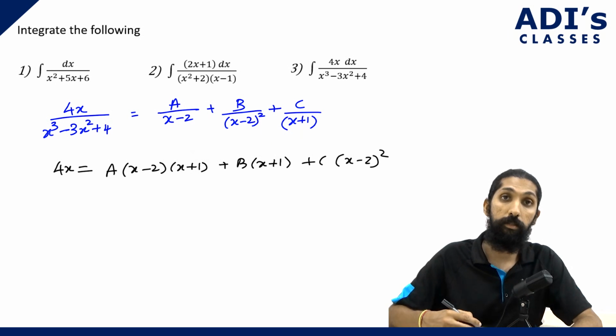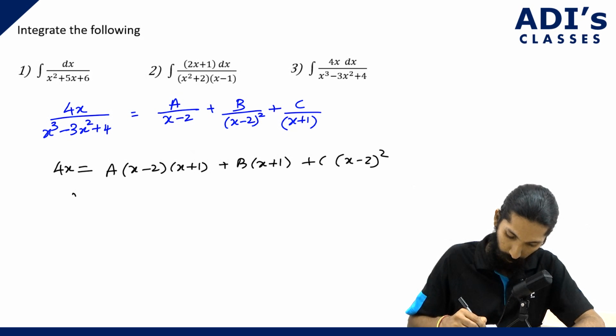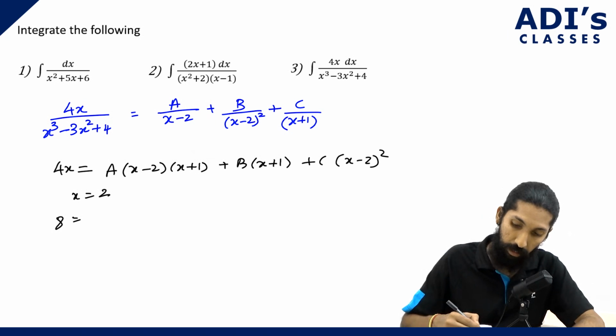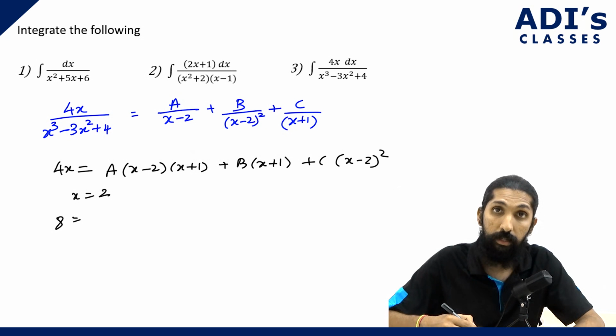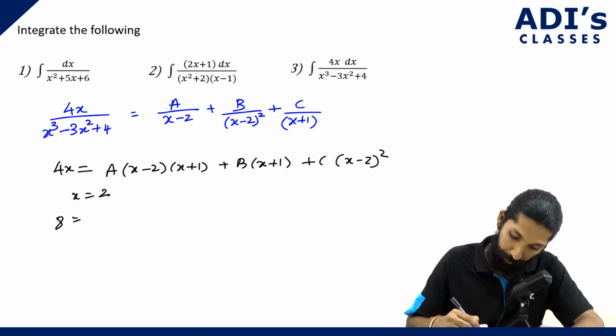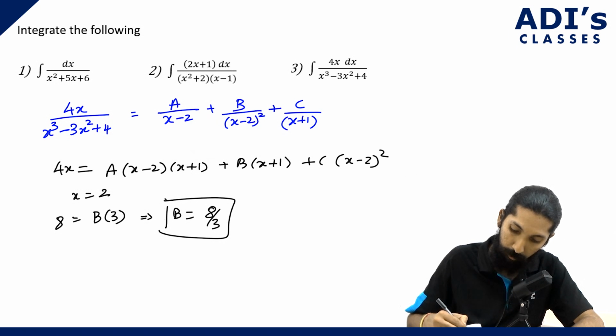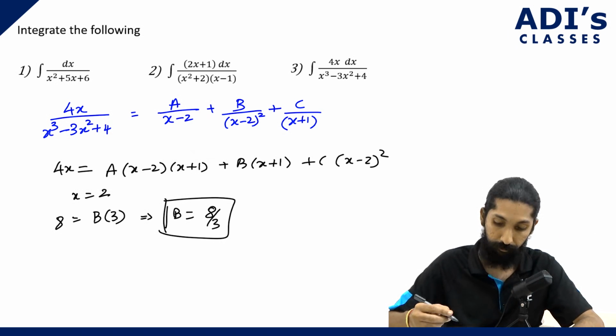Right? Put x as 2. Then you'll get 8 is equal to, see, a gets cancelled, c gets cancelled. Right? So b into 2 plus 1, which is 3. So b is equal to 8 by 3. So we got one of the values, b is equal to 8 by 3.